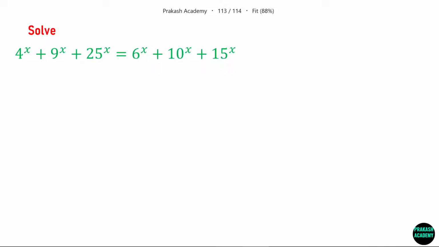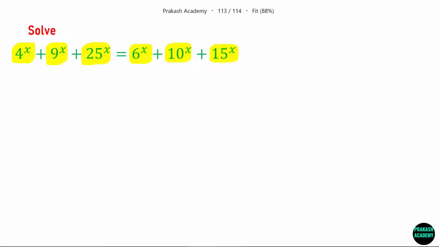In this problem, you have to solve for x. And the equation is 4 raised to the power x plus 9 raised to the power x plus 25 raised to the power x, and this is equal to 6 raised to the power x plus 10 raised to the power x plus 15 raised to the power x. How will you solve this problem?